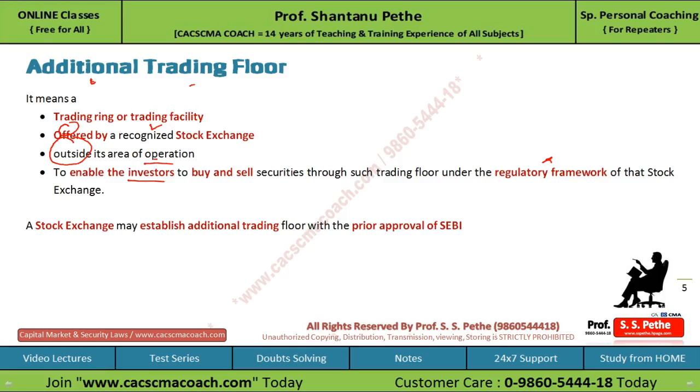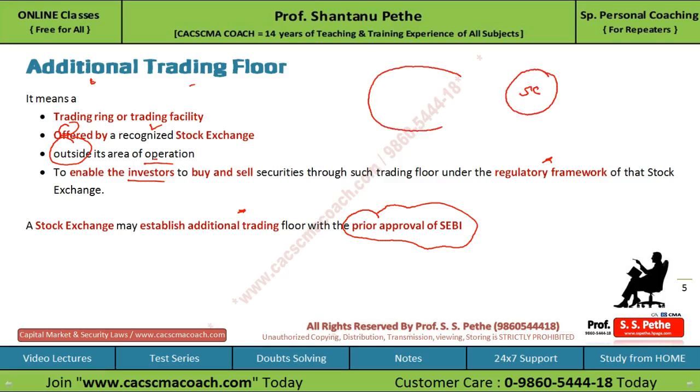The stock exchange may establish additional trading floors with the prior approval of SEBI. So normally the stock exchange में सारी trading होती है securities की, but it can extend this facility by establishing the trading facility or trading ring, so the investor can deal in the securities outside the stock exchange but within the regulatory framework of the stock exchange.